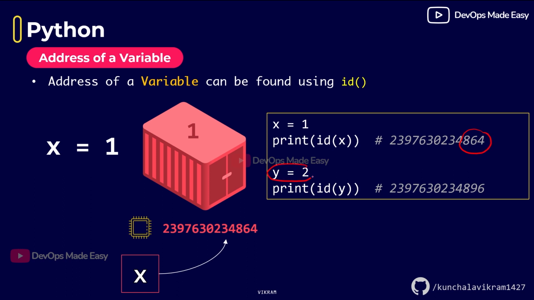Now y is equal to 2, so this is another variable, y is equal to 2. And if I try to print id of y, I am getting 896. So if you see, there is a difference between 864 and 896. That means these two are stored in two different memory locations. Now if I try to get the difference, there is a difference of 32 bytes. So why is there a difference of 32?